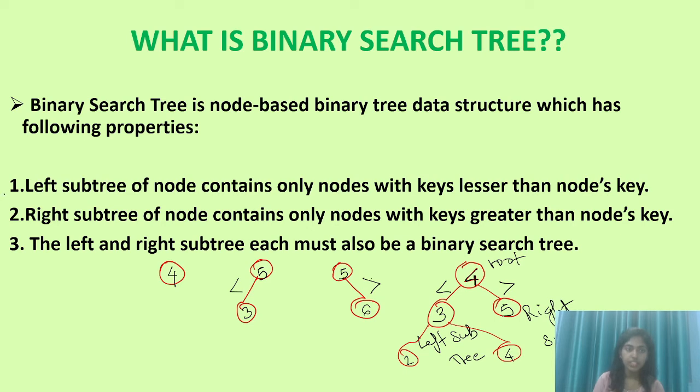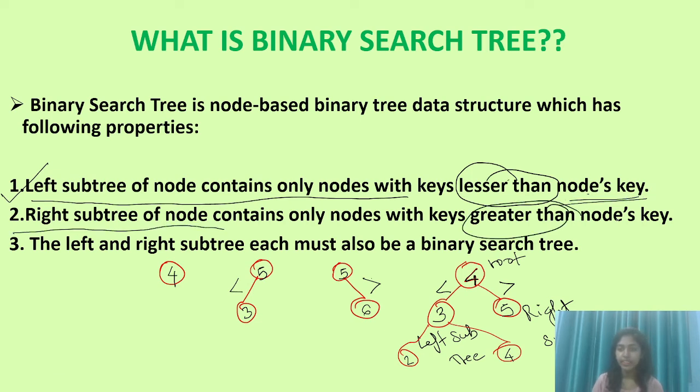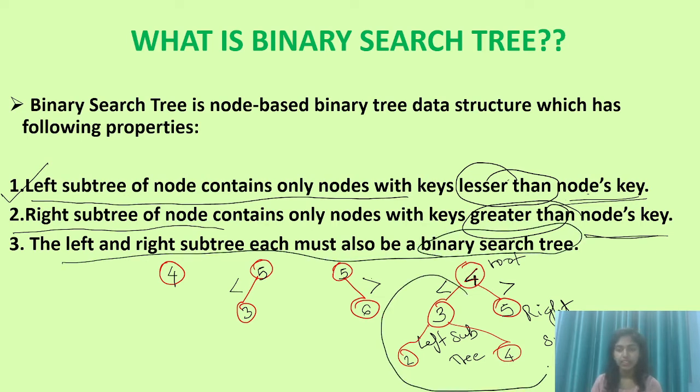These are the binary search tree properties, that is the left subtree of the node should contain values lesser than the root node value, and the right subtree of the node should contain values greater than the root node value, and the left and right subtree each must also be a binary search tree on its own, like this. See, this part is a left subtree of the original tree, but it is also a binary search tree on its own. The value lesser than 3 is present at the left side and the value greater than 3 is present at the right side. So this is also a binary search tree on its own.